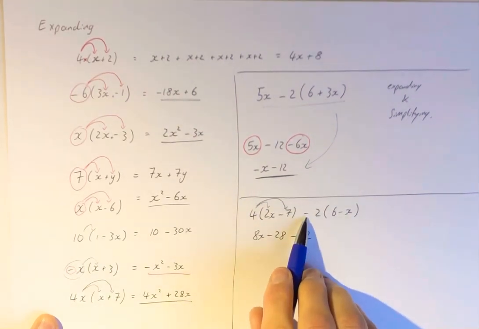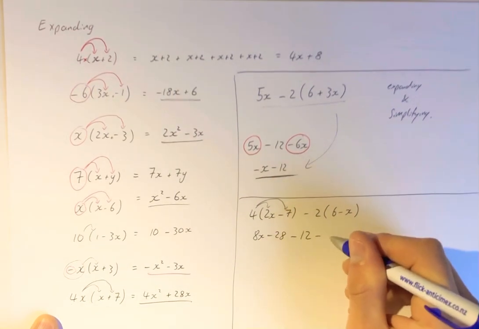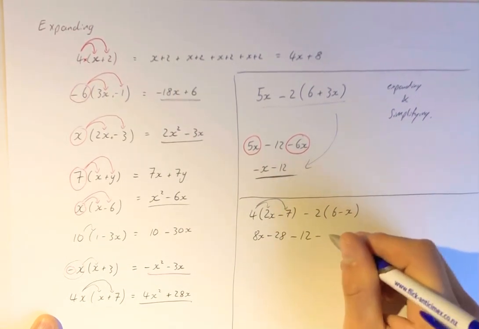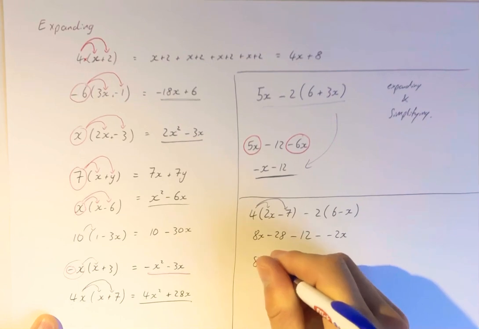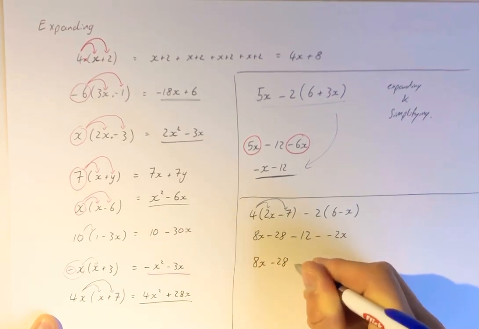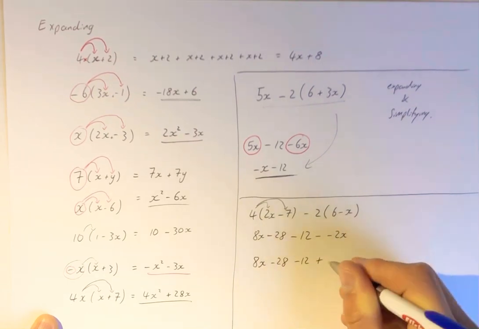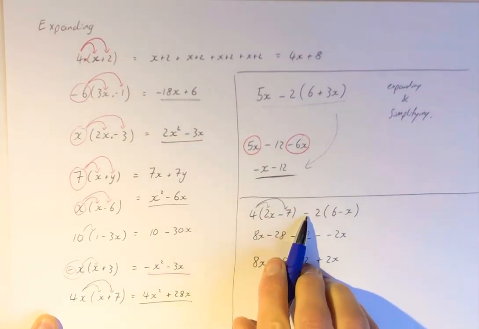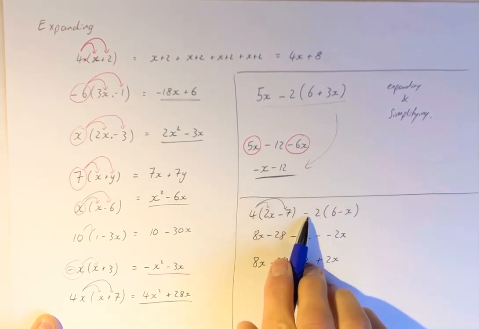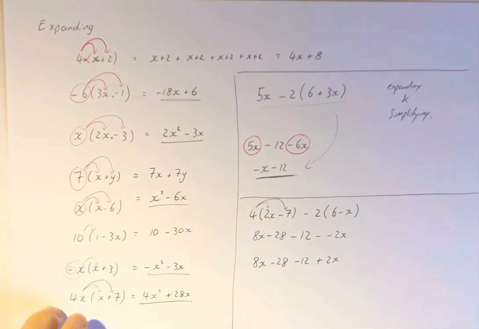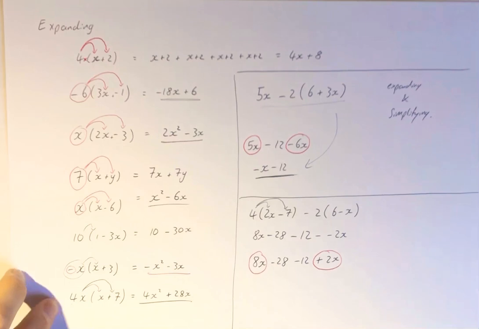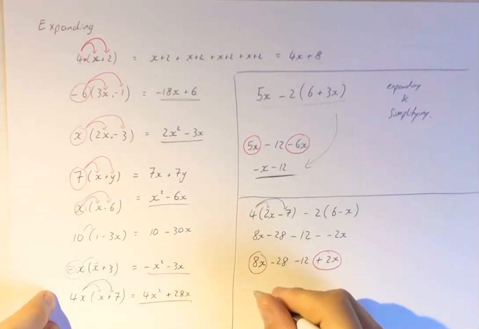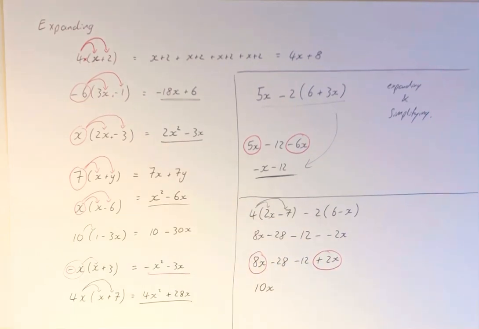And now we have minus 2 lots of negative x. So we could say minus 2 lots of negative x, so that would be negative 2x. But we know that taking away a negative is a positive, so this would actually be 8x minus 28 minus 12 plus 2x. So that's why I say that this x is switching the sign, and a negative does indeed make a positive there. We're not quite done. We can collect our like terms, so we have 8x and 2x. So if we collected those up, we would have a total of 10 x's.